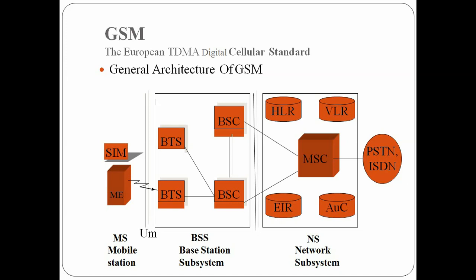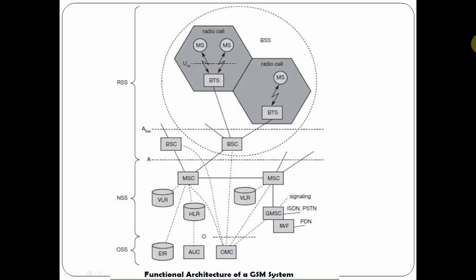And this is the main three, that is the mobile station, base station and network subsystem related to the GSM architecture. This is also some functional architecture, that is the OSS network subsystem, then the RSS part, that is the master station, visitor location, HLR, that is the authentication center connected with BSC, the BTS transceiver station to master. This is some cells.